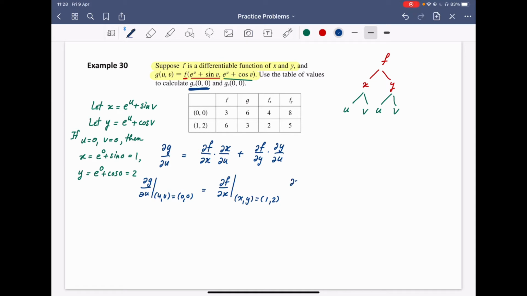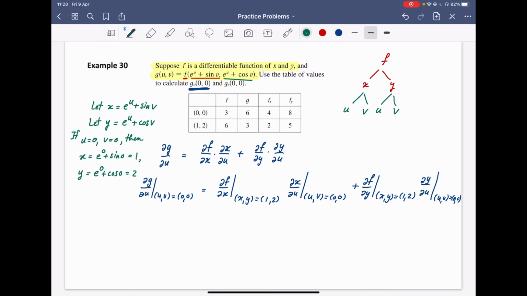All right, and then ∂x/∂u here, and this is at (u, v) equal to (0, 0), and then plus ∂f/∂y here, and that is when (x, y) equal (1, 2), and then times ∂y/∂u, and then that is when (u, v) equal (0, 0). All right. Well, it's just long notation, but the concept is not that hard.